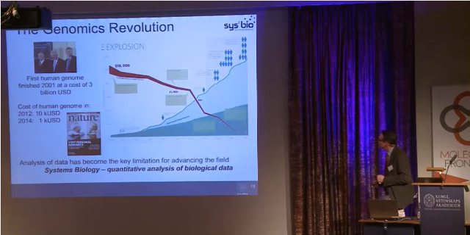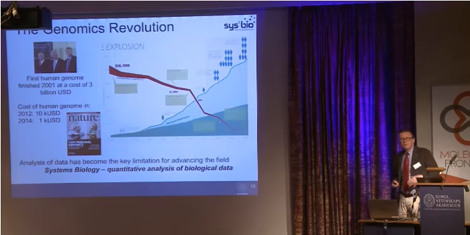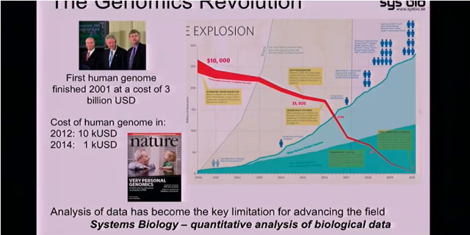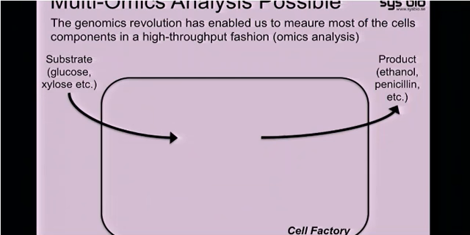So how can we study such a complex system? Well, luckily, through the genomics revolution, we now have a blueprint of what is available in the cell, and this has really changed things. Of course, when we have all this data, we can begin to integrate it, and this is what we call systems biology. With this multi-omics analysis, we can open this black box.